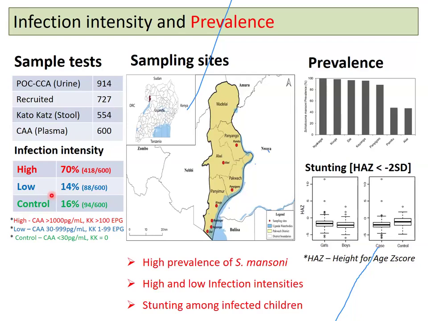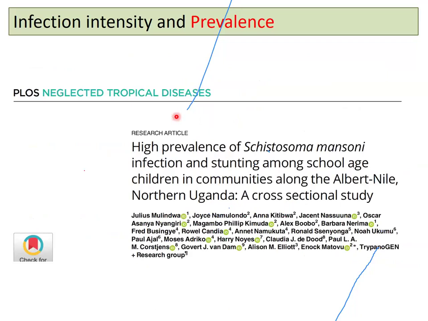So in summary, we found a high prevalence of Schistosoma mansoni in the sites that we went to. We were able to categorize the high and low infection intensities because ultimately we want to see how infection intensity influences the host. We were also able to observe some stunting among the children recruited into this study. More details can be found in the paper that we published, titled High Prevalence of Schistosoma mansoni Infection and Stunting Among School-Age Children in Communities along the Albert Nile, Northern Uganda. This was a cross-sectional study.